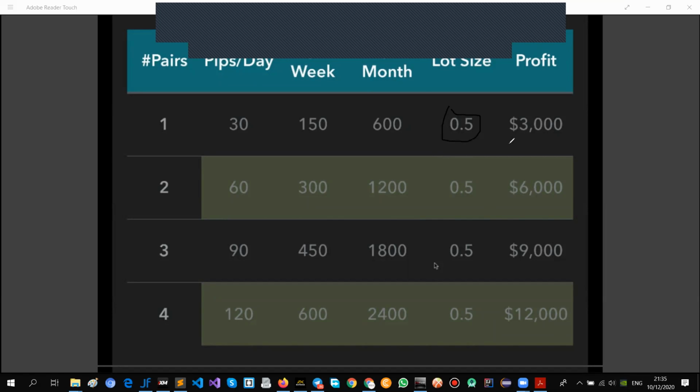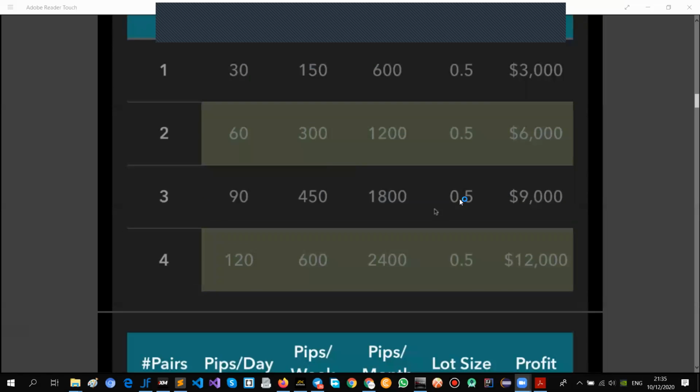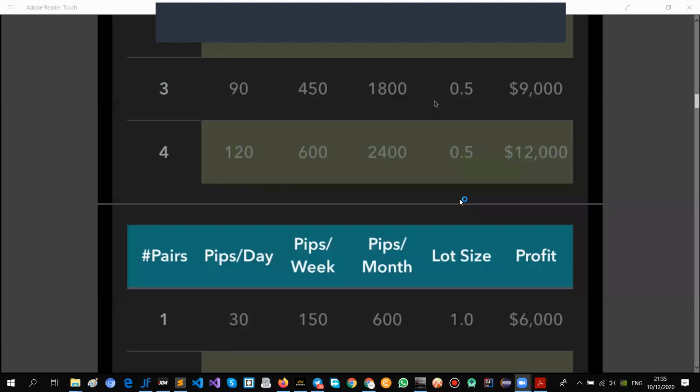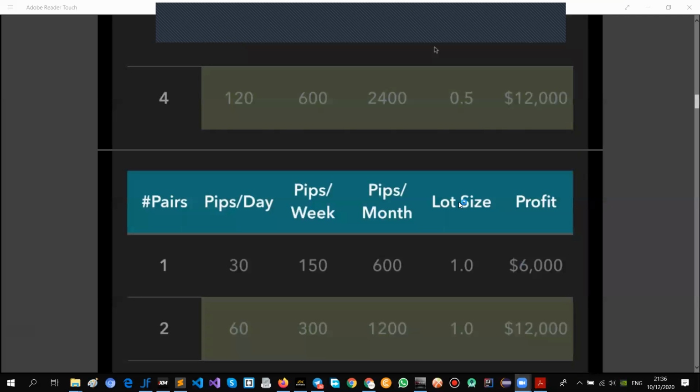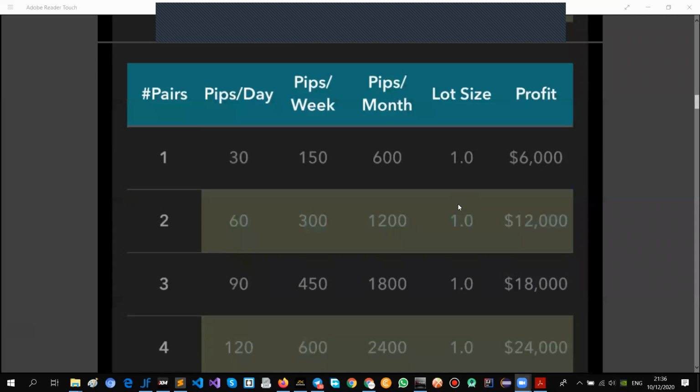When you ramp up the lot size, the figures just get bigger, guys. It just continues getting bigger and bigger and bigger. And this will be just rewarding you for being able to stick to your rules, for being able to stick to the strategy, for being confident in yourself and in the strategy.